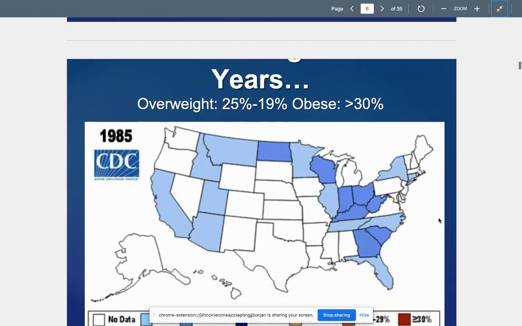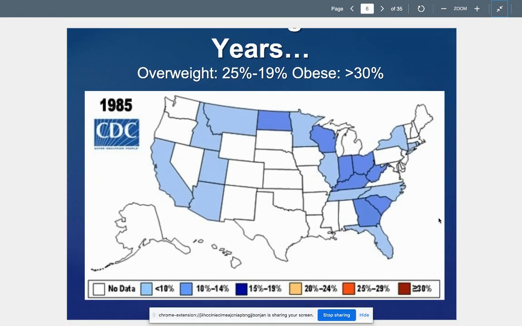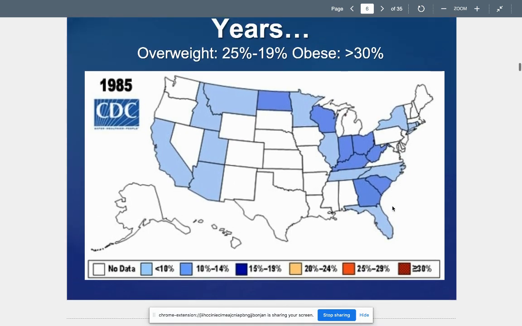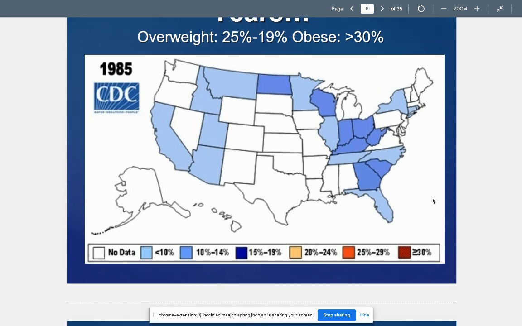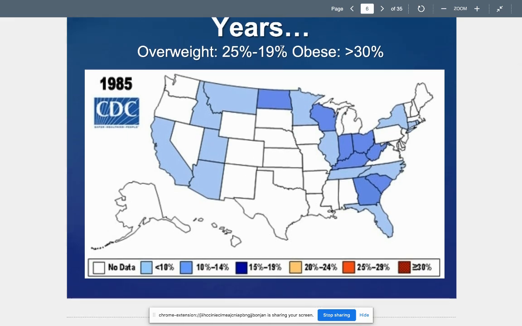So we're looking here, basically the years from 1985 to 2010 that the CDC, the Centers for Disease Control, released information about BMI. Starting back in 85, a lot of states didn't have information on this. We did in North Carolina. We were right at 10%. And a little further south in South Carolina and Georgia, they were 10 to 14. So remember, 30% is obese, overweight 25 to 29. Sorry, that's a typo there.